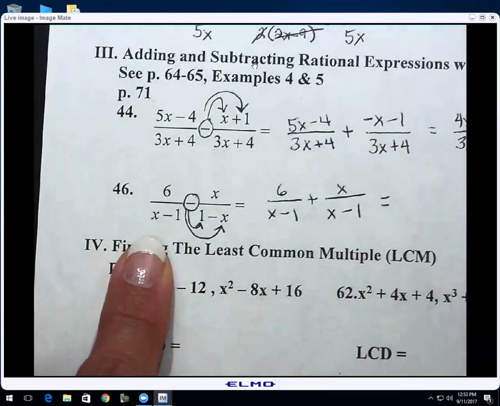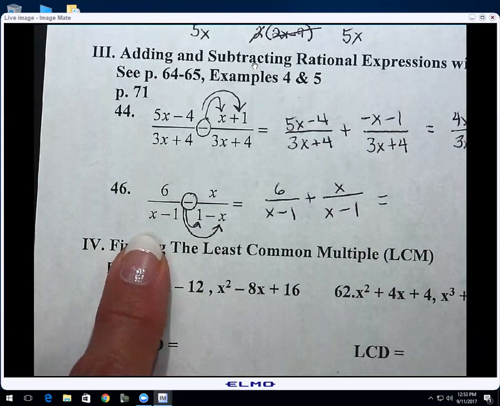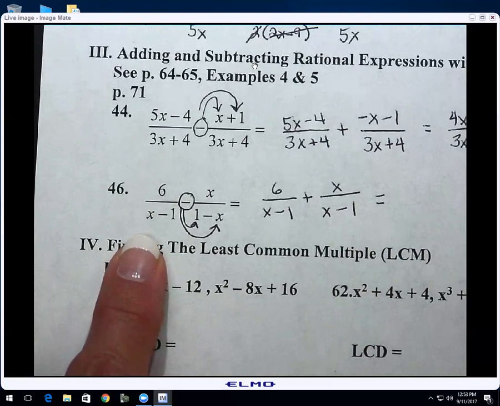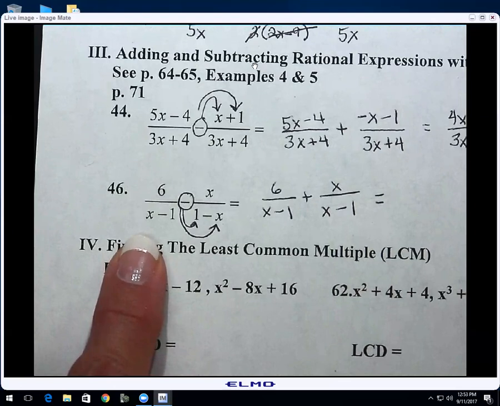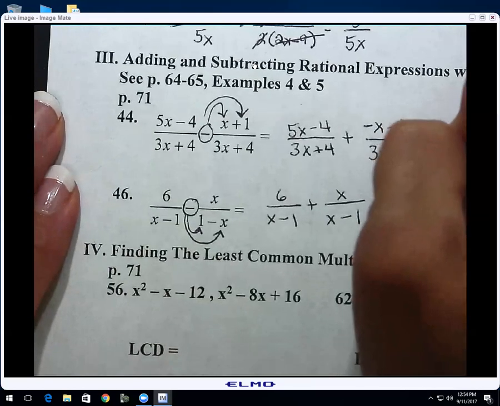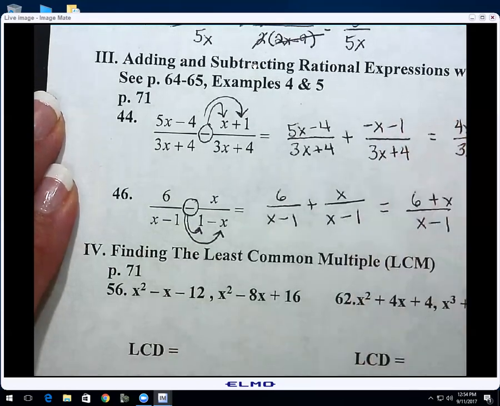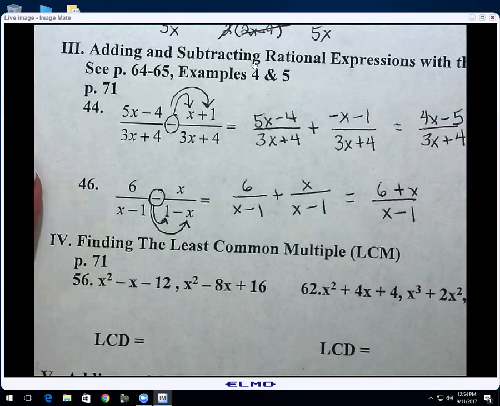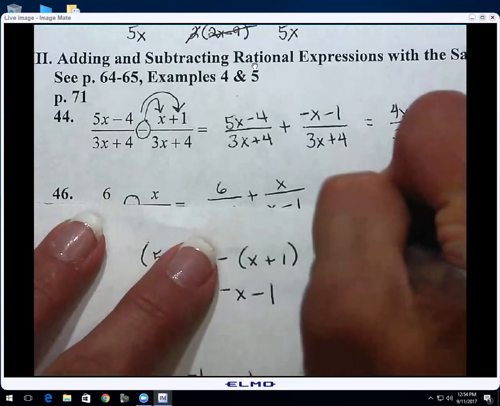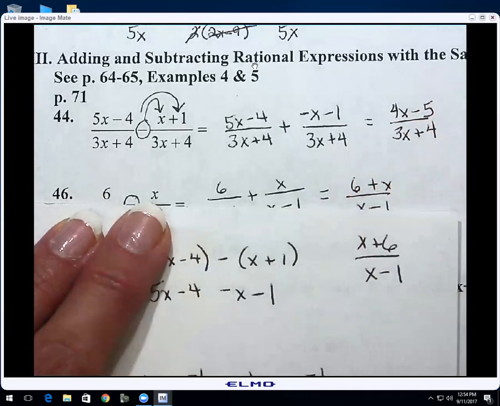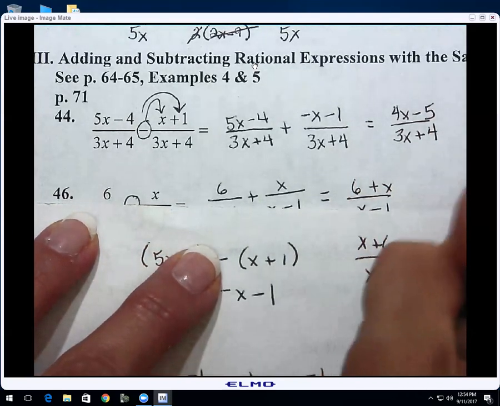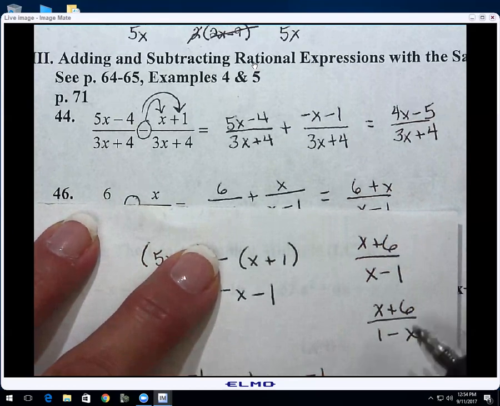So what do you have when you add those two fractions? Plus 6. Be careful with that, Luke. You said 6x, which would be multiplied. 6 plus x over x minus 1. Would that be the same as x plus 6 over x minus 1? Yeah, that would be the same. Would it be the same as x plus 6 over 1 minus x? No. There, I've made the denominator opposite.